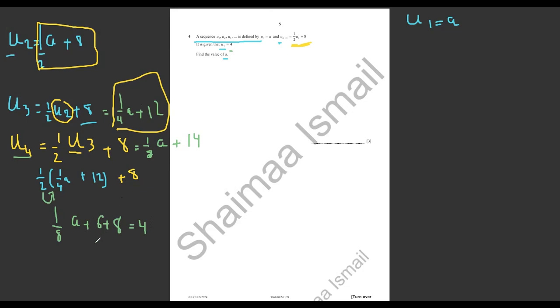So here we subtract 14 from both sides, which gives minus 10 equals 1 over 8 a. Then we multiply the right side by 8 and the left side by 8. So a is equal to negative 80. Let's see the next.